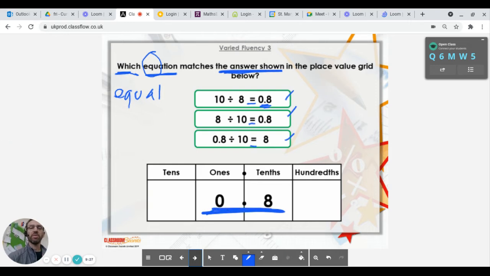They are the same, but if I get 10 and I divide it by 8 people, let's have a think about that. In the real world, say I've got 8 apples, and I'm dividing, which is sharing them out, between 10 children.